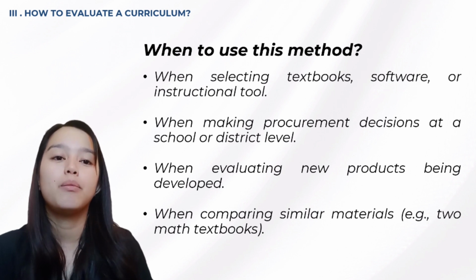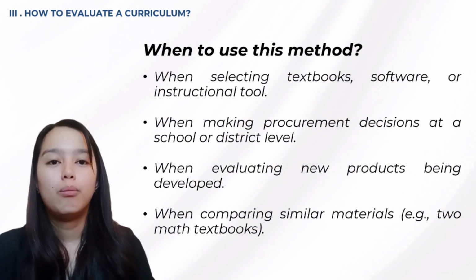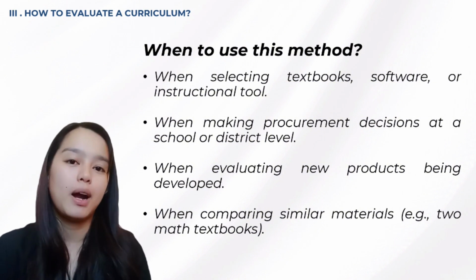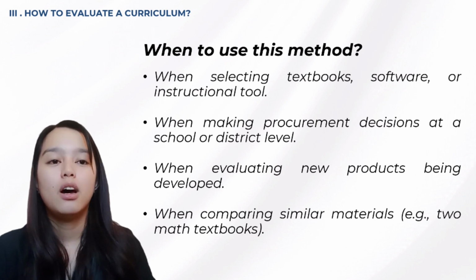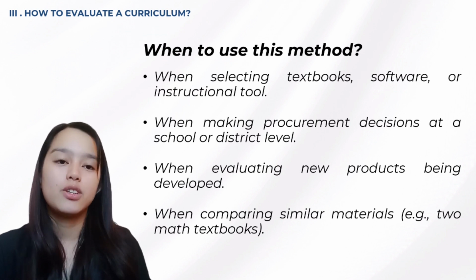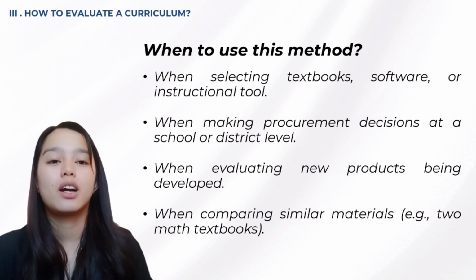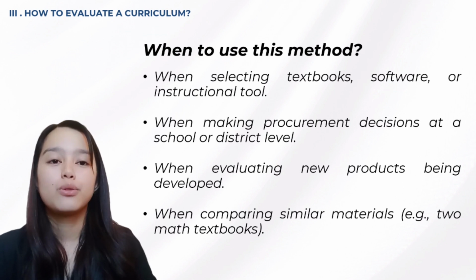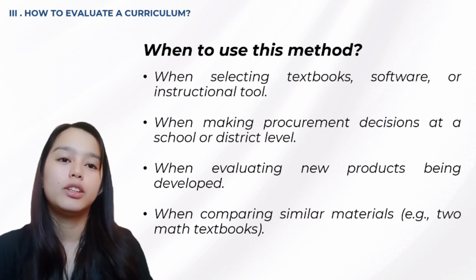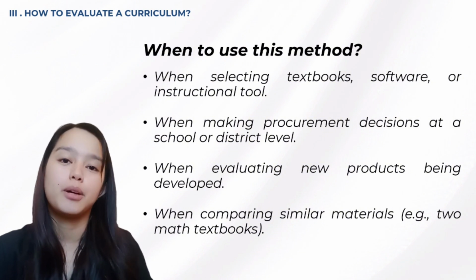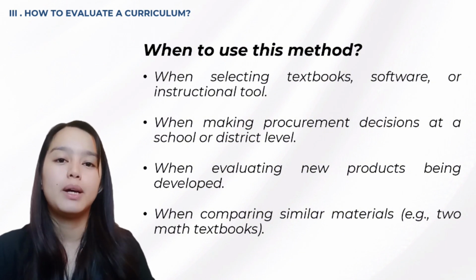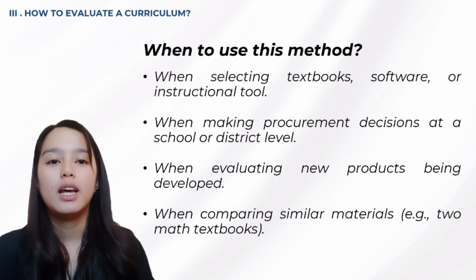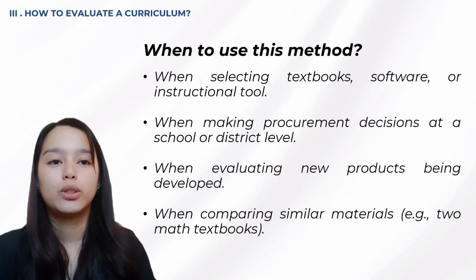And also when we are comparing similar materials, for example, math textbooks. This model is used for side-by-side comparisons. It highlights the strengths and weaknesses of each product, so educators can choose the one that best fits their student needs. So those are about the consumer-oriented model. Overall, these methods serve different but complementary purposes. Choosing the right model depends on your evaluation goals, and curriculum success requires both implementation insight and quality tools.